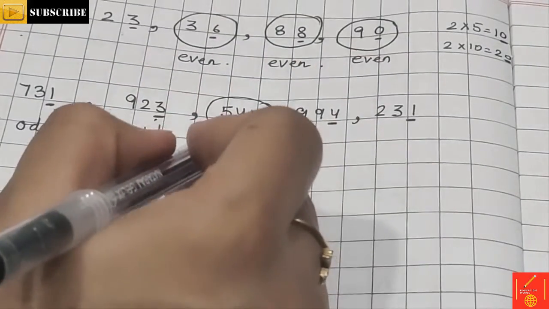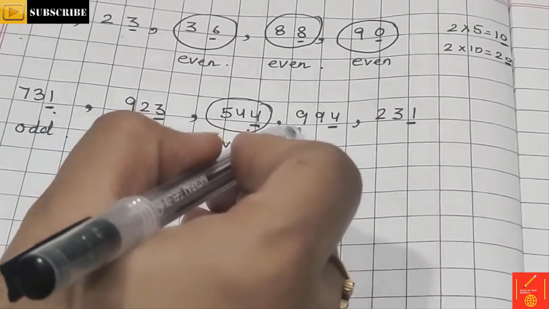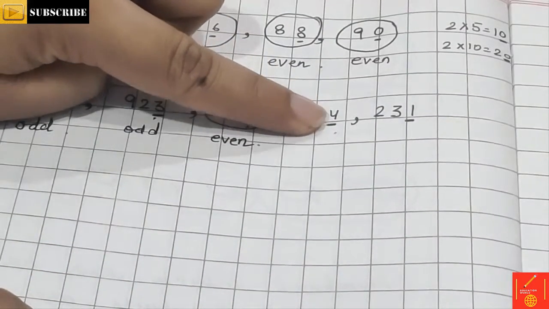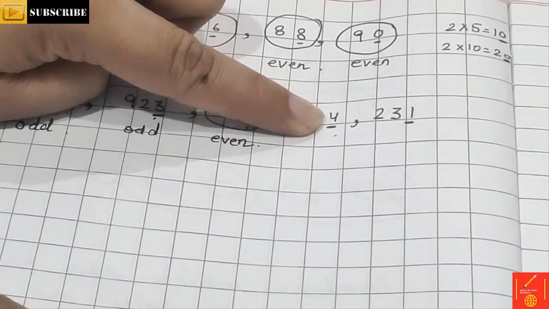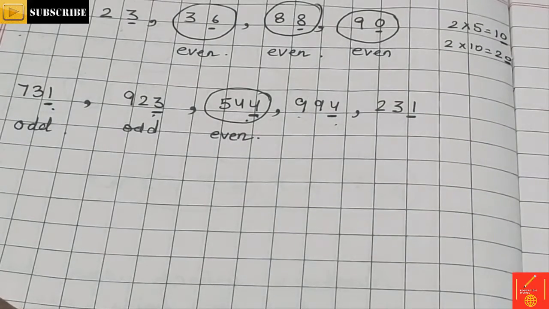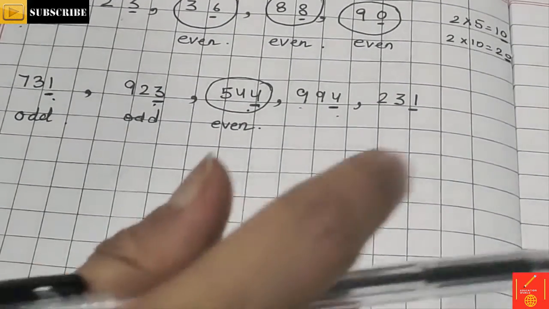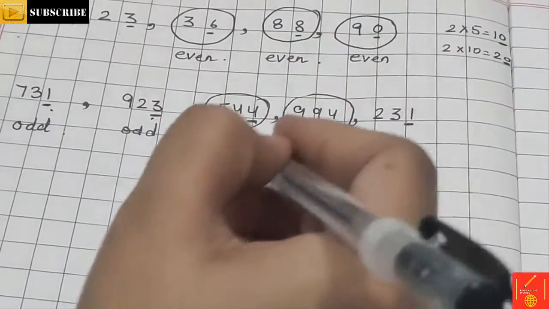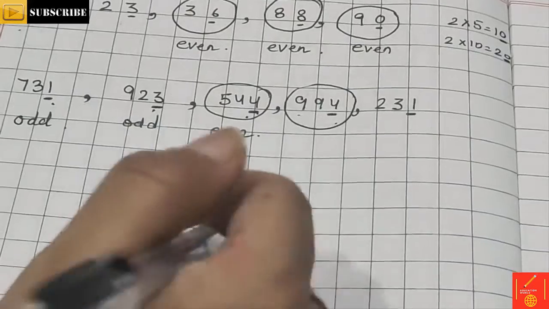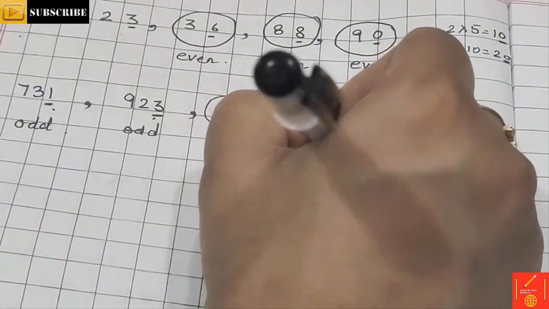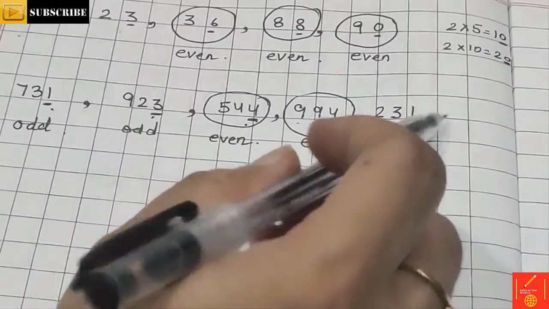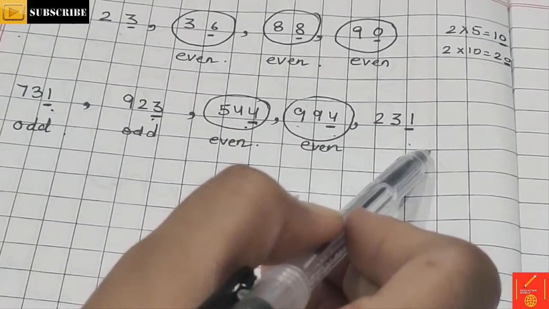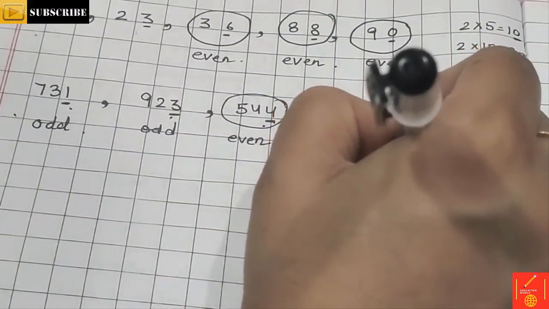Now again, as we did right over here, we have the number 994. I asked you to forget the first 2 digits and we have the number 4. Does it come in the table of 2? Yes, it does. 2 twos are 4, we just discussed it. So we're going to circle the number, and this encircling will tell us this is an even number. Now we have 231. Does 1 come in the table of 2? No, it doesn't. So this is an odd number.